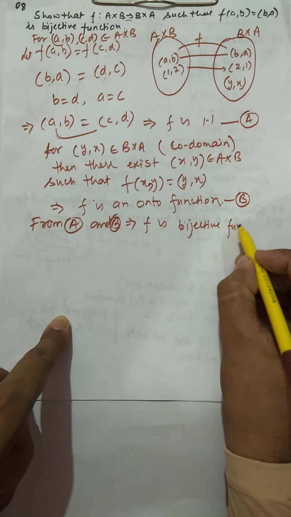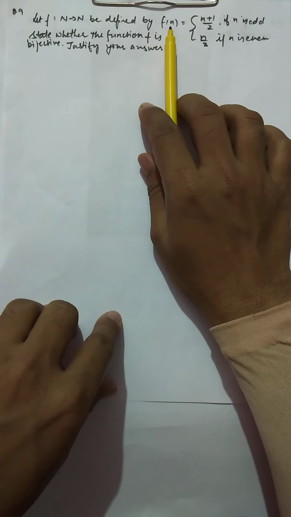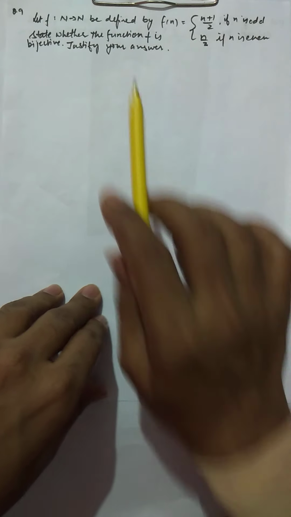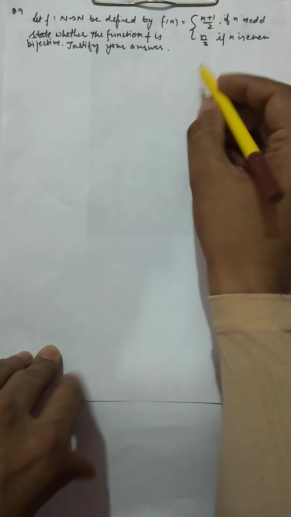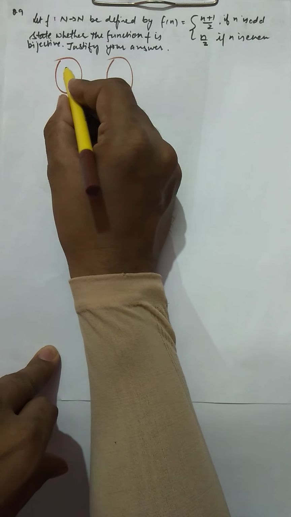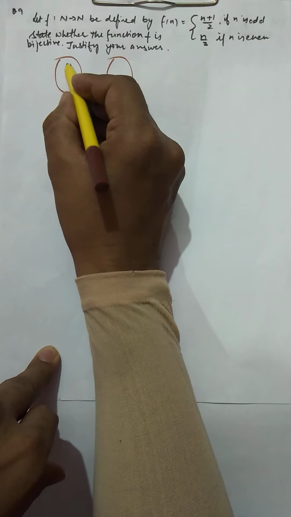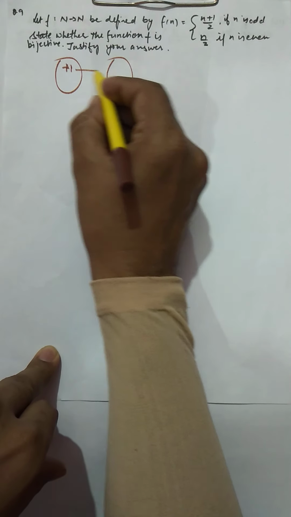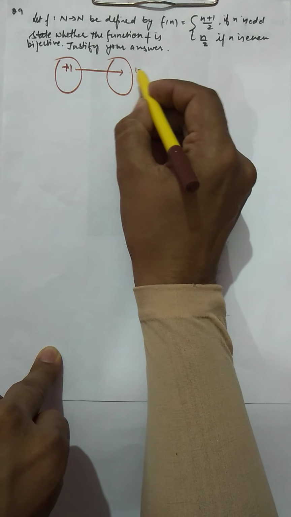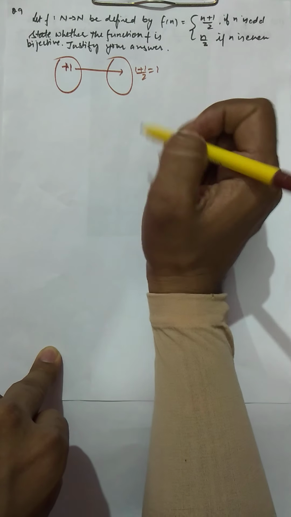Okay, next you see this question number 9. This is a function f from N to N. How is it defined? It is defined as f(n) equals (n plus 1) by 2 if n is odd, and n by 2 if n is even. So we can think of some example. If I take 1, the image of this, because 1 is odd, will be (1 plus 1) upon 2, so it's going to be 1.